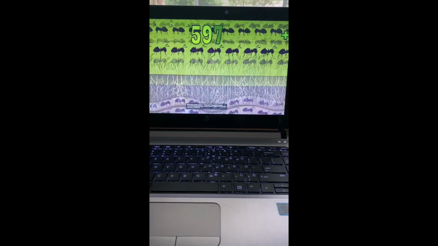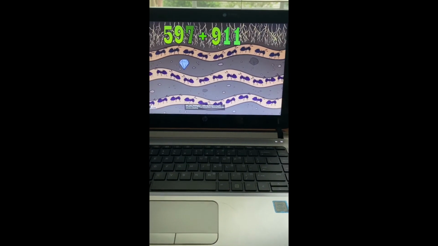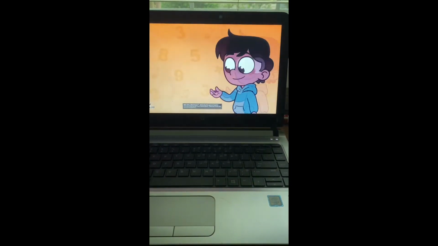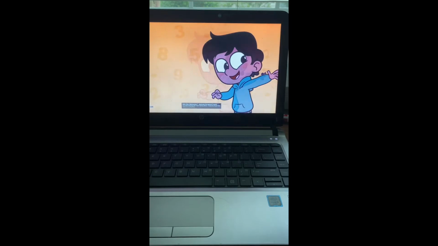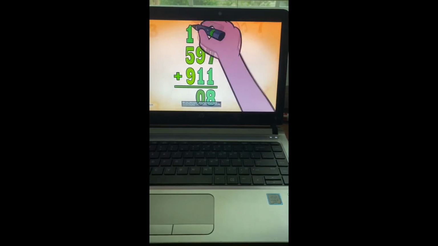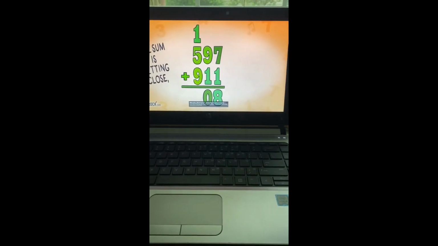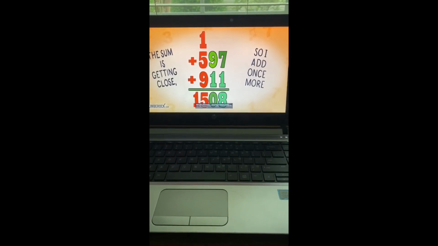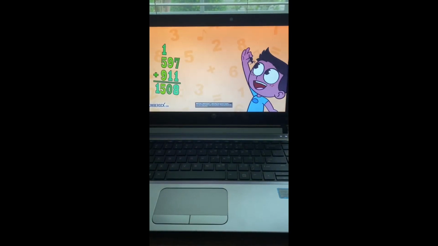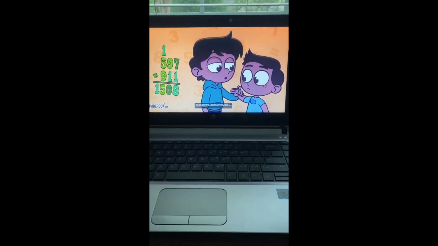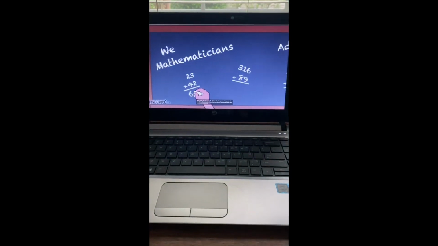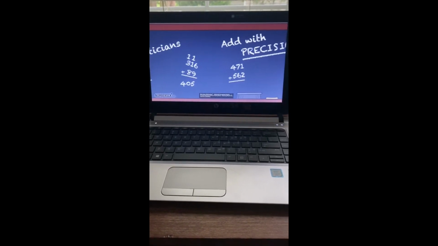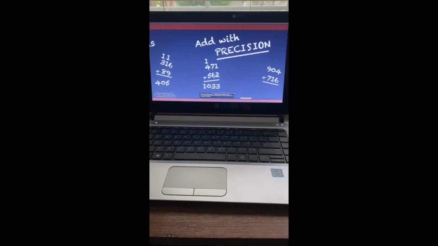Ants above ground, plus 911 ants underground. 7 plus 1 is 8, 9 plus 1 is 10. Each one of them is my special insect friend. 0 stays on the floor, the 100 heads next door. The sum is getting close, so I add once more. 4 plus 5 is 6, plus 9 is 15. My little brother thinks they're a good source of protein. We mathematicians add with precision.